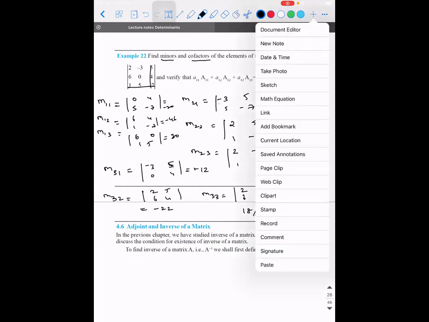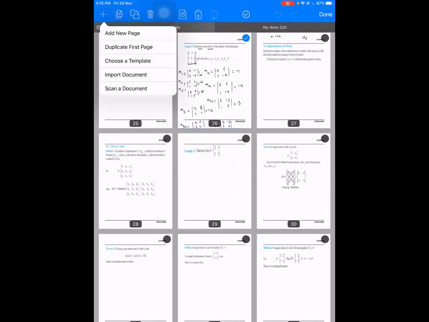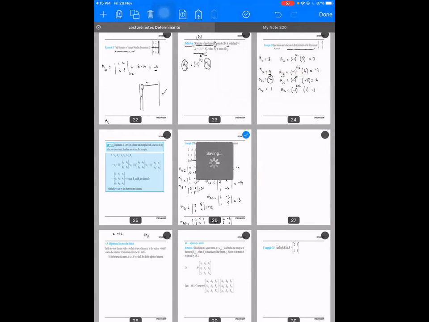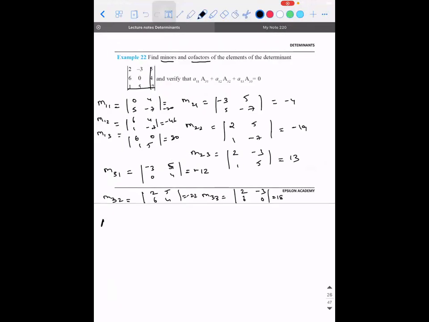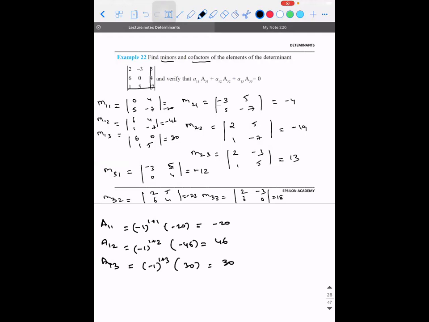What can you say about the cofactors? Minus 22 and 18. Cofactors A11, A12, A13: what are the cofactors, guys? Minus 20, and A12 is plus 46. How did you get that actually? Sir, I just add 1 plus 2, so 3, it's odd. So minus 20 into minus 1 power 1 plus 2. Every time you need not write it, there is a reason why I'm writing it, to explain something. So it is 46. A13 is minus 1 power 1 plus 3, that is 4, into 30. So minus 1 power 4 is 1, so 30.